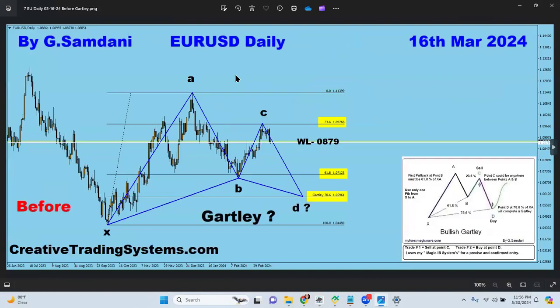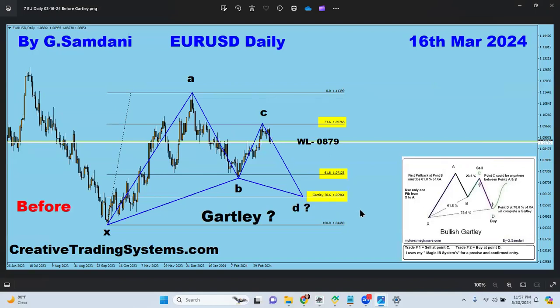Similarly, Euro USD was also making another pattern called Gartley, a bullish Gartley. This is the first one, where the bullish Gartley was in the making. It's not finished yet, right? So I caught the point C and I said, this thing is going to drop, and then here the Gartley pattern will be finished. But you can trade this leg as well.